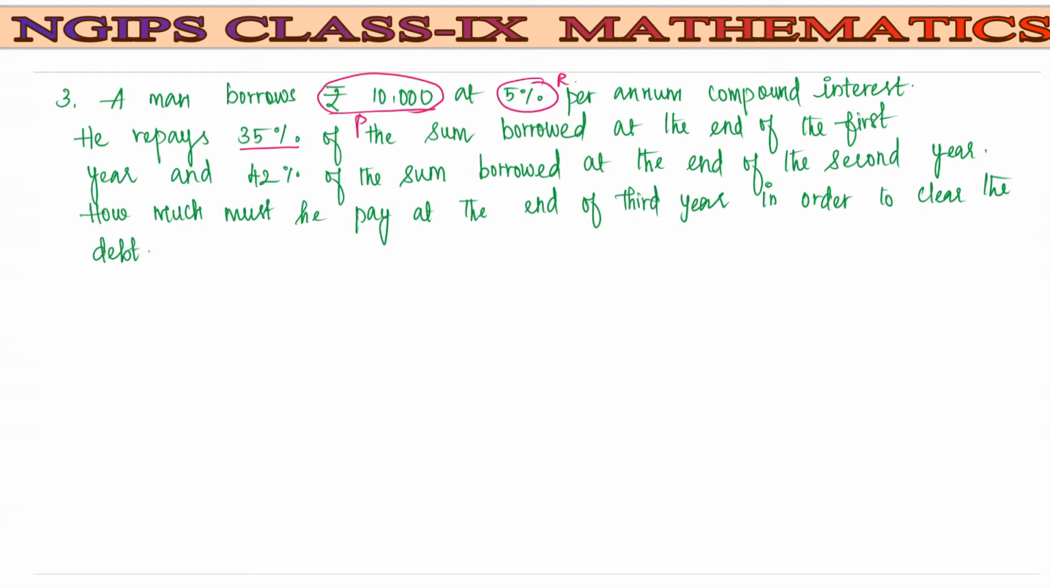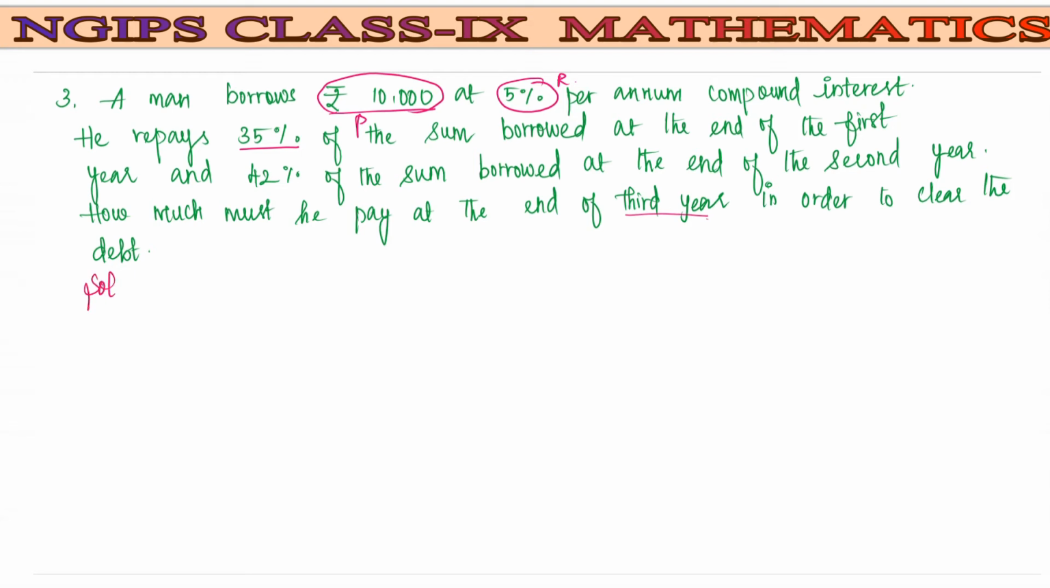So we need to calculate till the end of the second year. At the end of the second year, he will repay 42%. Then for the leftover amount, we again need to calculate for the end of the third year. So how much must he pay at the end of the third year in order to clear the debt? That we need to find. So here I am going to write the given conditions.